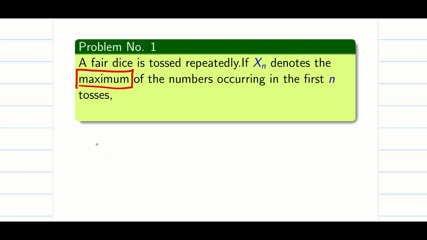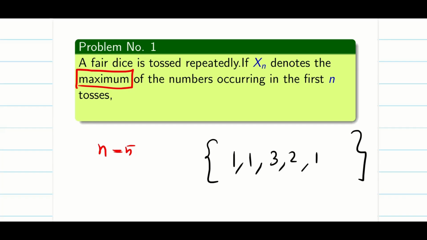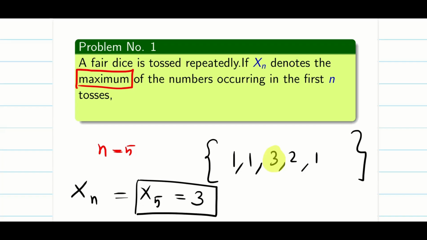So what is the meaning of it? Suppose I am taking n as 5. I am tossing the die 5 times and recording the output. My outputs are 1, 1, 3, 2, 1. Let us say now xn, here n is going to be 5. In these 5 tosses, what is the maximum number? We can see 3 is the maximum number that appeared. So I will say x5 equals 3. In general, in n tosses, if 3 is the number which appeared as the maximum, then I will say xn equals 3. Hope you understand.